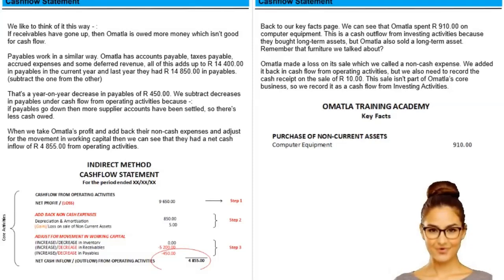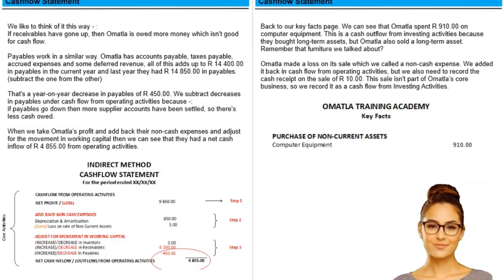Moving on, payables work in a similar way. Omatla has accounts payable, taxes payable, accrued expenses and some deferred revenue. All of this adds up to 14,400 rands in payables in the current year, and last year they had 14,850 rands in payables. Subtract the one from the other. That's a year-on-year decrease in payables of 450 rands. We subtract decreases in payables under cash flow from operating activities because if payables go down then more supplier accounts have been settled, so there's less cash owed.